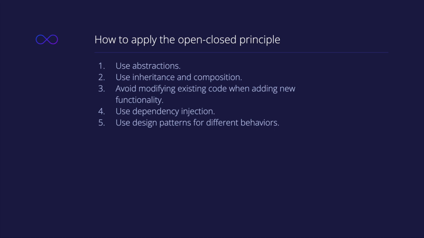To use the open-closed principle, you should use abstractions to define interfaces and functionality that can be extended by subclasses. Use inheritance and composition to create new classes that implement the abstractions. Avoid modifying existing code when adding new functionality. Use dependency injection to provide dependencies to classes rather than hard coding them. Use design patterns such as the strategy pattern to allow for different behaviors without modifying existing code.